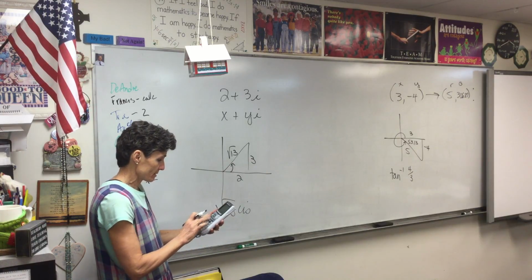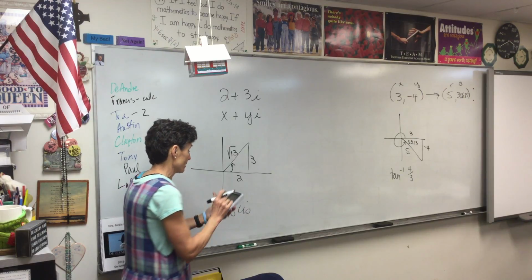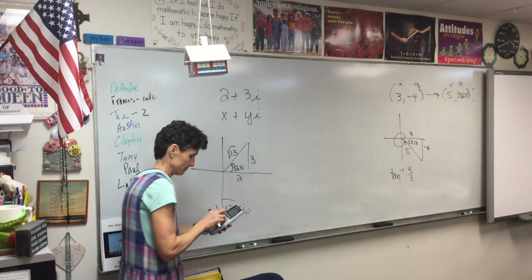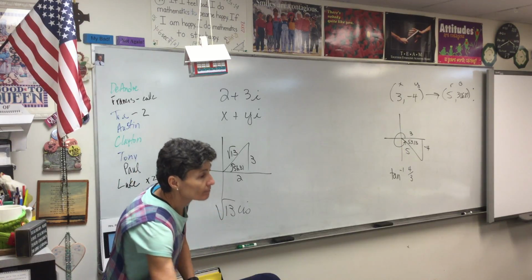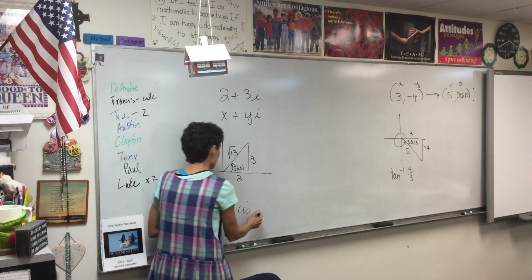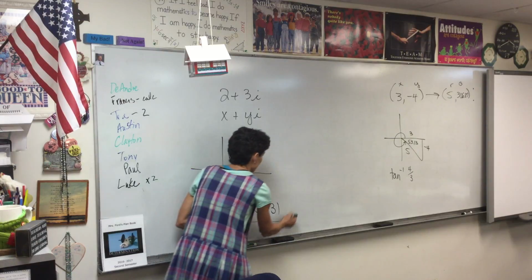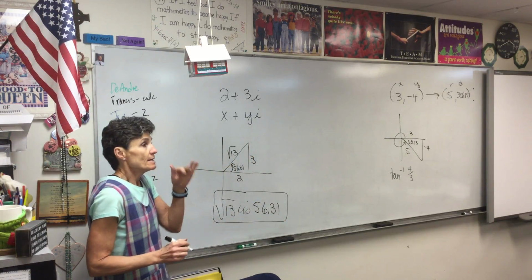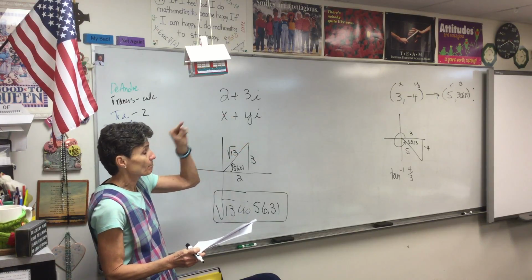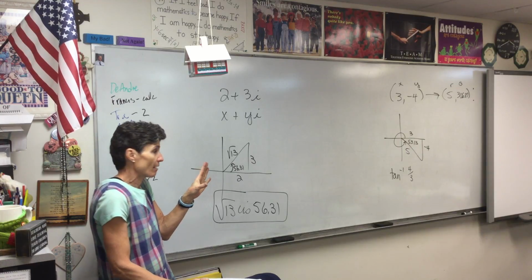Second tangent, 3/2. 56.31. So root 13, cis 56.31 is my answer. Now, problem 2 and problem 3 had exactly the same kind of math.